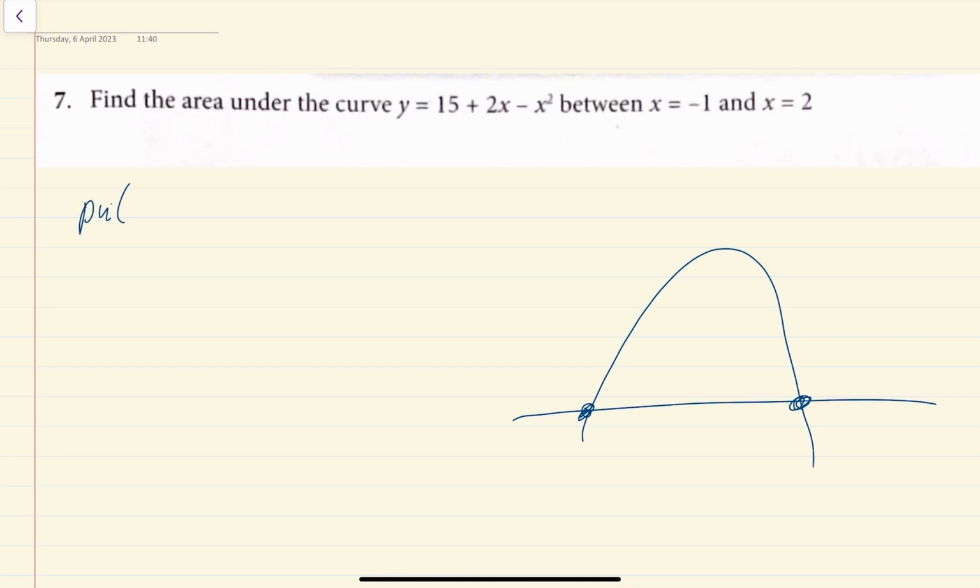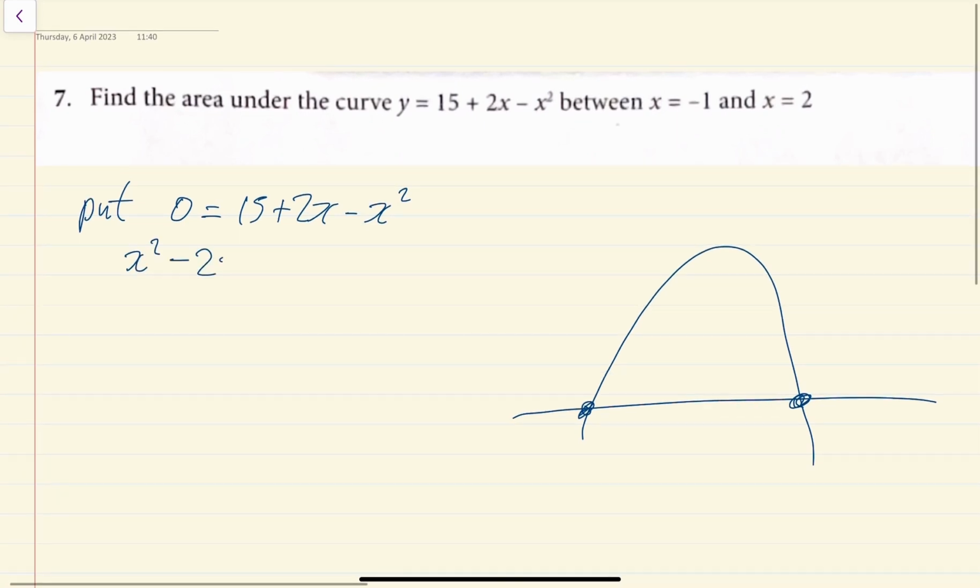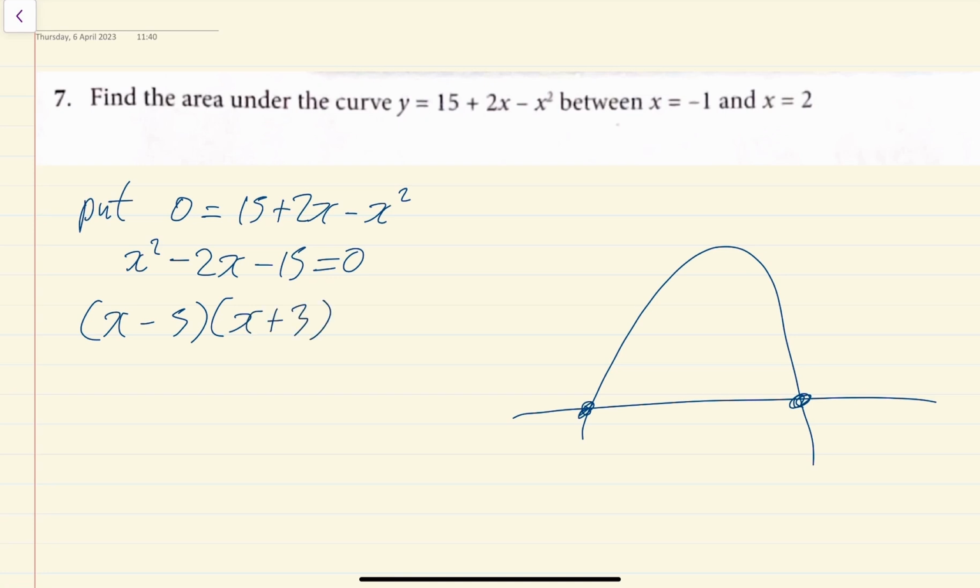So the first thing we're going to do is put 0 equal to 15 plus 2x minus x squared. And then I'll bring that all to the other side, so I'll have x squared minus 2x minus 15 is equal to 0. Using my sum product method, which I'm going to skip out, that will factorize to be x minus 5 and x plus 3 is equal to 0, which means x equals 5, or x equals minus 3. So in my sketch now, I know it crosses at minus 3 and 5.